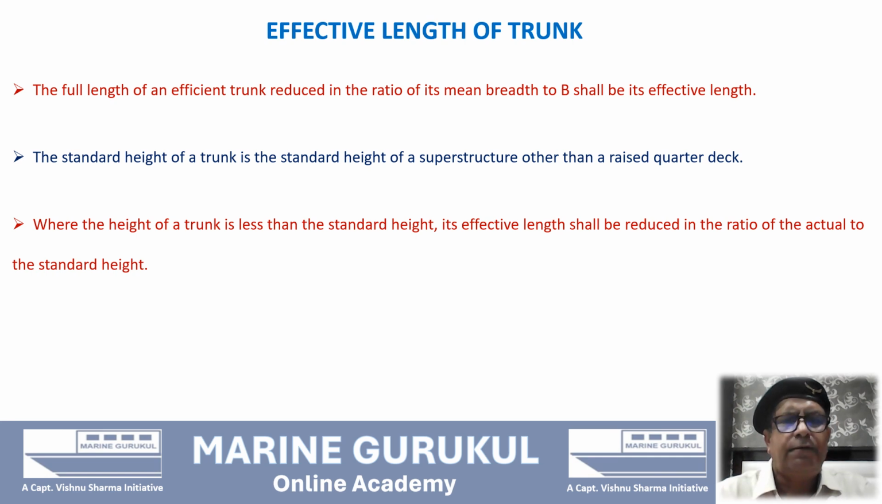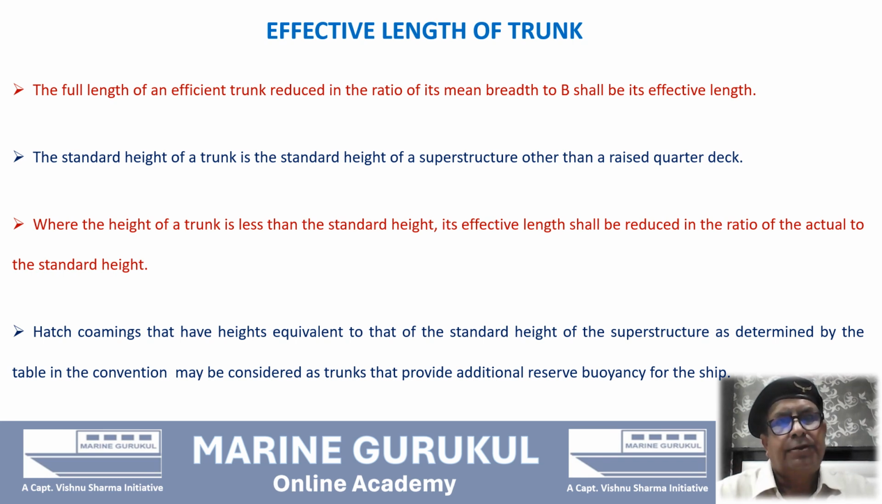Where the height of the trunk is less than the standard height, its effective length shall be reduced in the ratio of actual height to standard height. So that means, firstly, the actual length of the trunk shall be reduced for its breadth, and then if it's failing on the standard height criteria, it shall be further reduced for height.